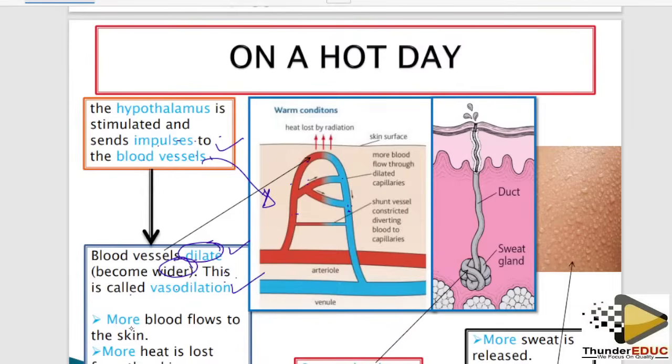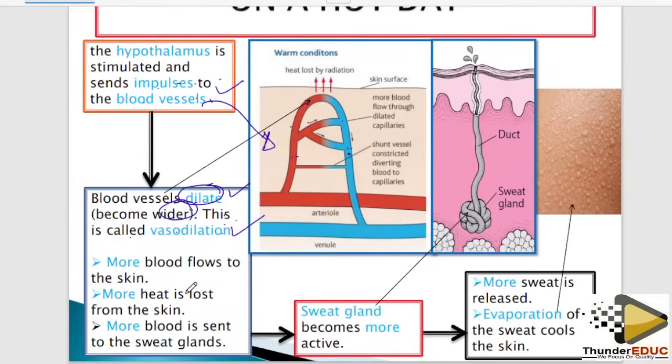That is another mark. So don't just write that the blood vessels will become dilated and skip it, or that more blood will flow near the skin. No, this is called vasodilation. We give you a tick for that. More blood flows to the skin, meaning that we will experience more blood flowing near the skin. Yes, and then more heat. Here you have more heat being lost from the skin. If more blood is flowing near the skin, we're going to have a lot of heat being lost.